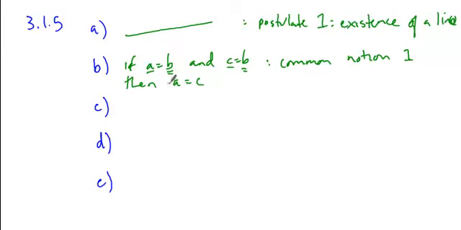C, extension to form a line. So if you had a segment like from A and you extended it in each side to form an actual line, that's an example of postulate 2, which is extension of a line.